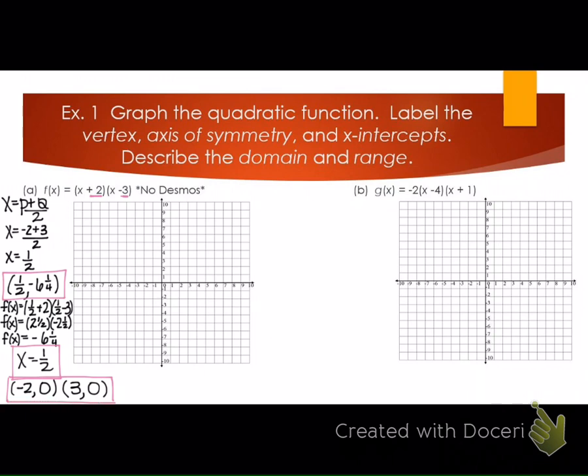Now, we got to go put all this on the graph. We're doing this first graph without Desmos, so we're going to put it all on the graph. Let's start with the x-intercepts. -2, 0, I go left to -2, and I stay on the line. 3, 0, I'm going to go right to 3, and I'm going to stay on the line. Now, the instructions say label, so I've got to label this as 3, 0 and -2, 0.